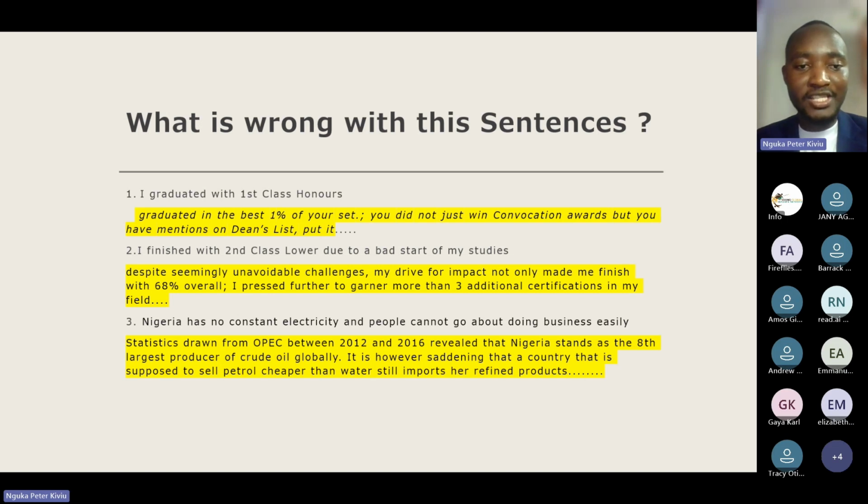Number 3, Nigeria has no constant electricity and people cannot go about doing their business easily. I don't know if we have anybody from Nigeria in this room here today. But if I look, we have people from Ghana. Ghana is next to Nigeria. Emmanuel, what do you think about this sentence? How could this person have done it differently?